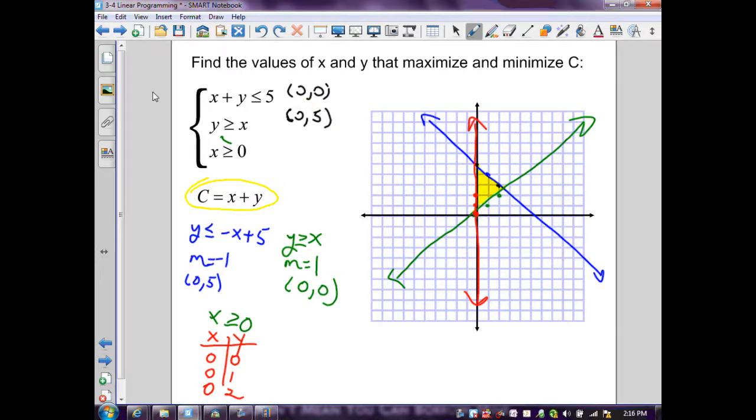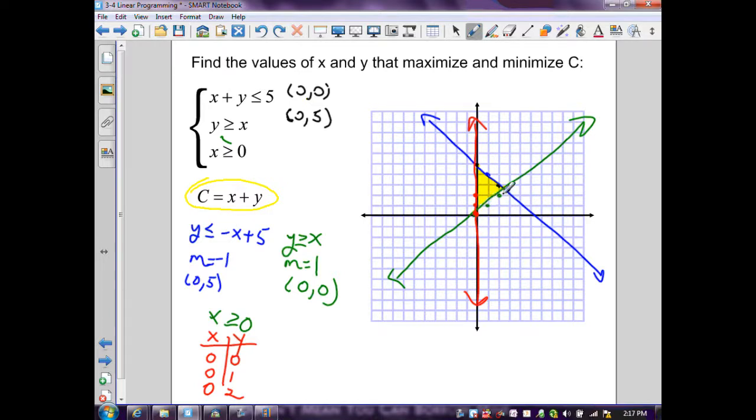The third point is determined by this intersection point. But if we go back to the blue line and green line, we see that the slope of the blue line is a negative 1. The slope of the green line is a positive 1. Therefore, we know that they are negative reciprocals and that these 2 lines must be perpendicular.